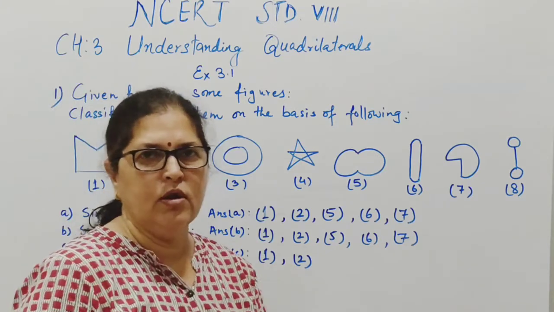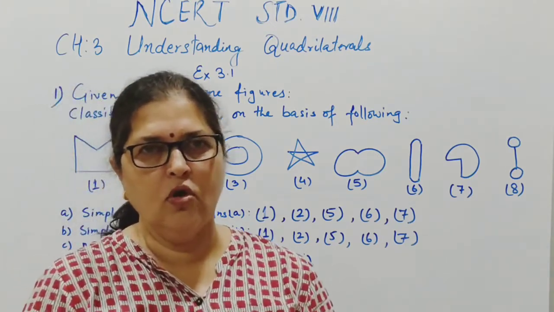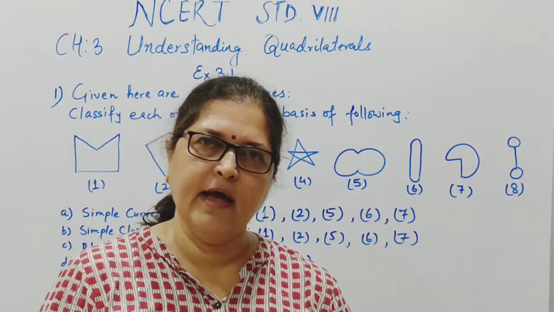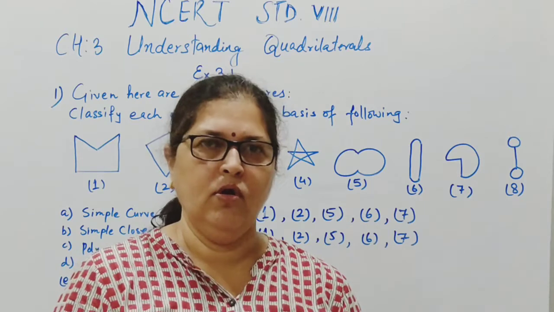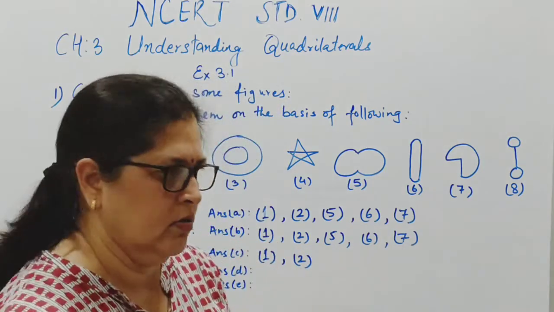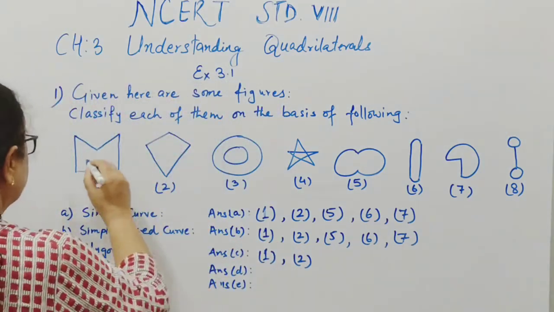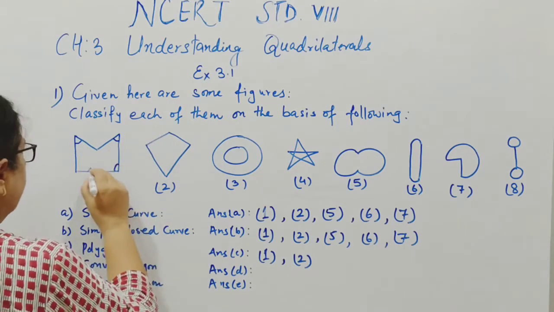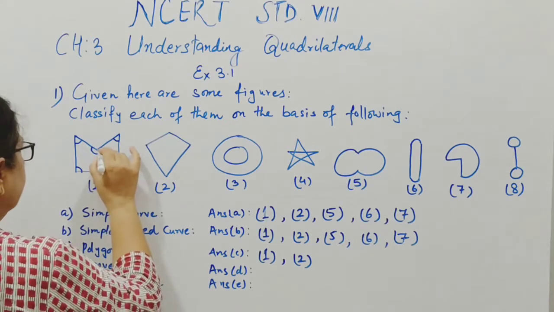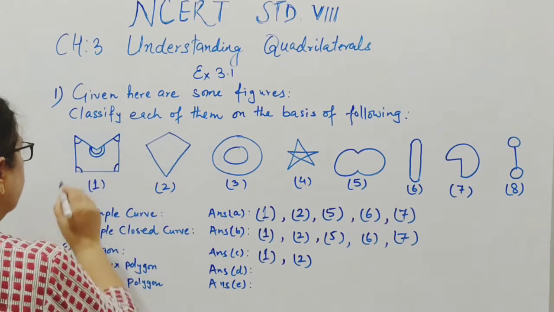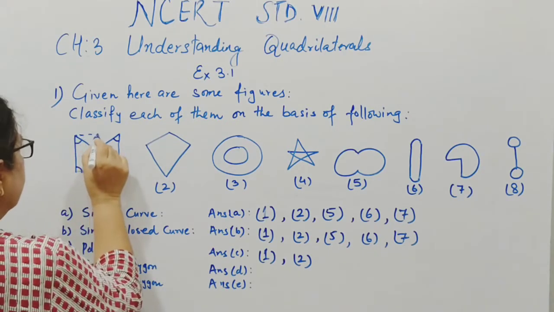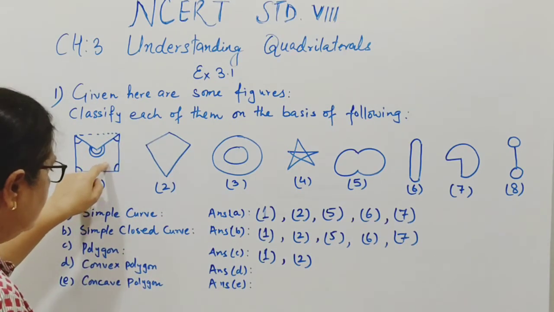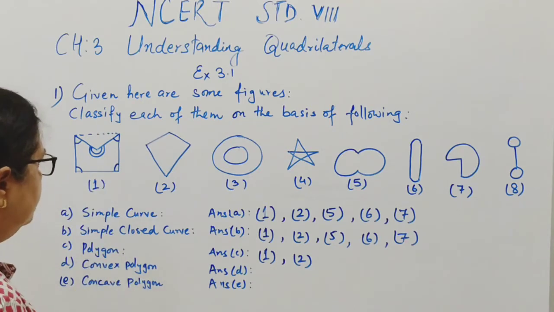Now, convex polygon. What is a convex polygon? A polygon in which all the angles are less than 180 degrees and all the diagonals lie in the interior of the polygon is called a convex polygon. So let us check. Here these four angles are less than 180 degrees but this angle is greater than 180 degrees and one of its diagonals is lying outside. So this polygon is not a convex polygon.